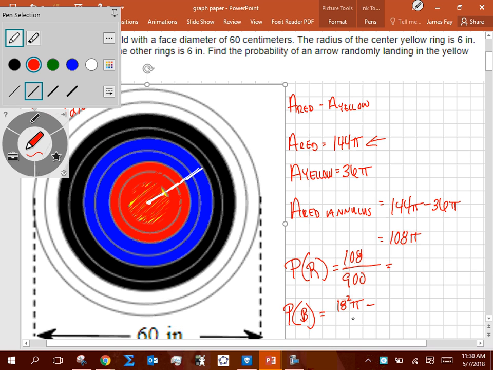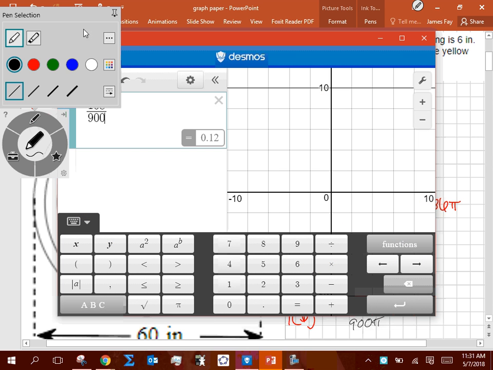So we'll go 18 squared pi minus, because that's the area of everything from that outer blue edge, the circle on the inside of that would be 18 squared pi. But I want to remove from it this red circle. So this red circle will be 144 pi, right? And I then want to divide that by 900 pi. Okay? So let's see what that looks like.